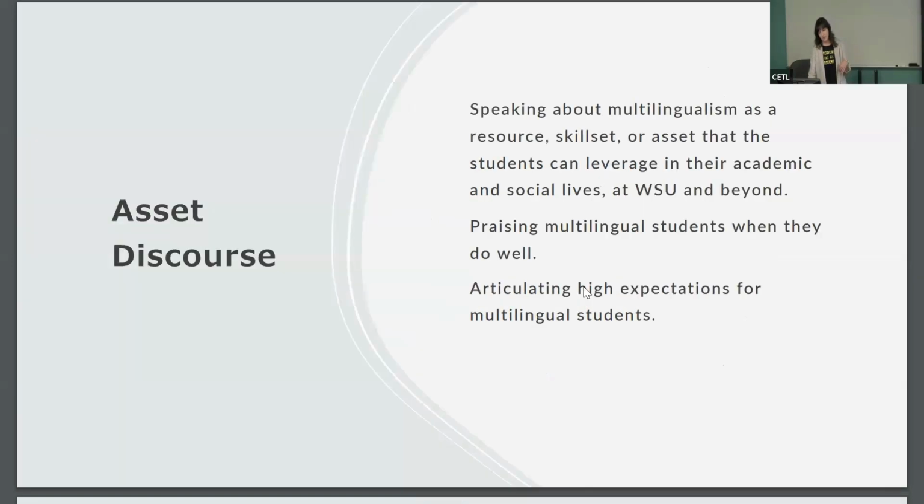On the other hand, asset discourse is speaking about multilingualism as a resource, skill set, or asset that the students can leverage in their academic and social lives.